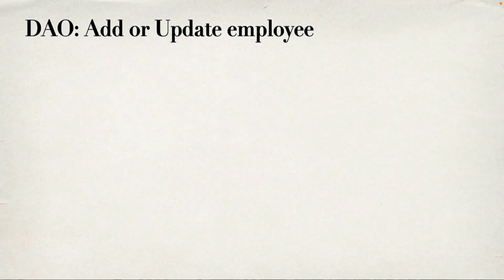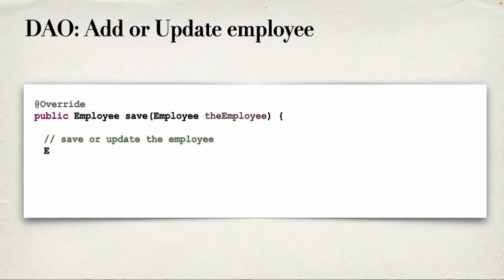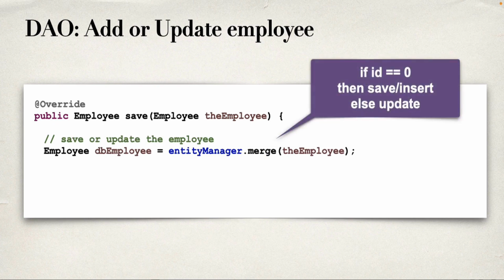And now the DAO method to add or update an employee, we'll have this method called save. We'll pass in an employee. And what we'll do is we'll make use of a save or update feature here. So we'll make use of entityManager.merge and we pass in the employee.